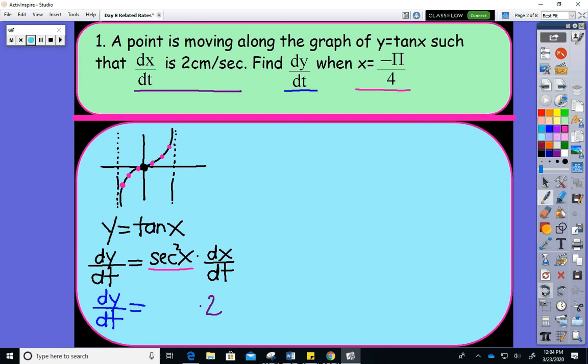of negative pi over 4. And remember, secant squared means to take that secant value and square the whole thing. So now all I have to do is work this out. So we're starting out with a very, very basic problem, just so you kind of see how the mechanics play out.